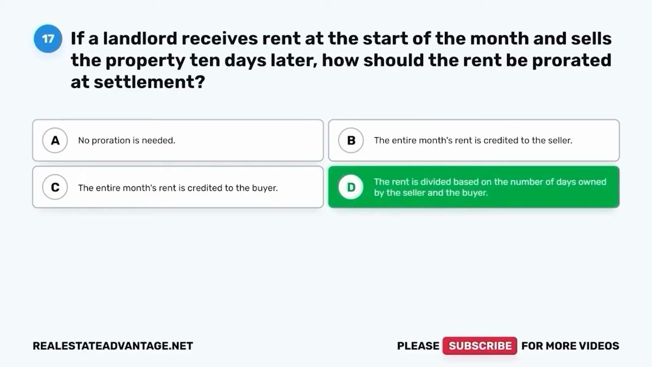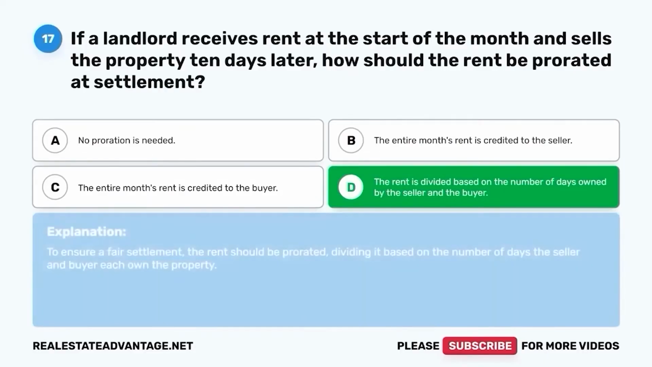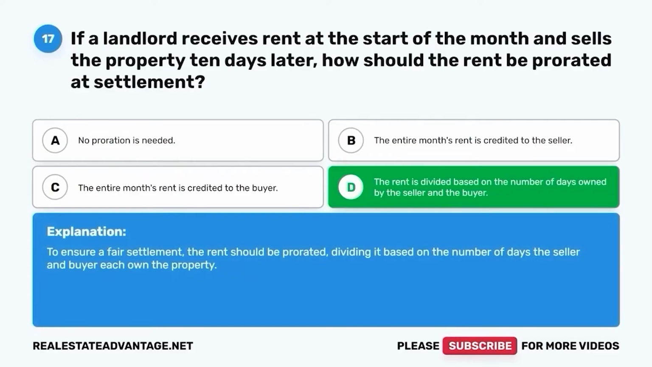The correct answer is D. The rent is divided based on the number of days owned by the seller and the buyer. To ensure a fair settlement, the rent should be prorated, dividing it based on the number of days the seller and buyer each own the property.